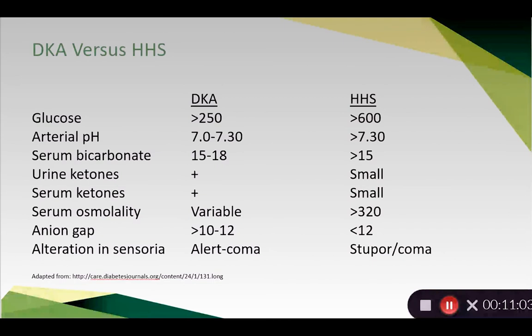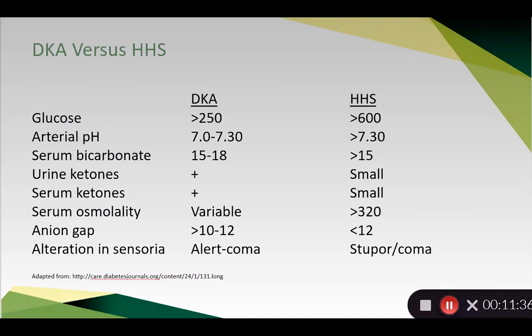With ketones, as relates to urine, you do have some in DKA, and that can have varying ranges, but you should have a small amount in HHS because it's not typically known by ketones or ketotic states. And then serum ketones would be positive in DKA, again, varying states there, but you should really not see very many serum ketones in HHS. Your serum osmolality is listed there. It could be variable in DKA, but typically greater than 320 in HHS.